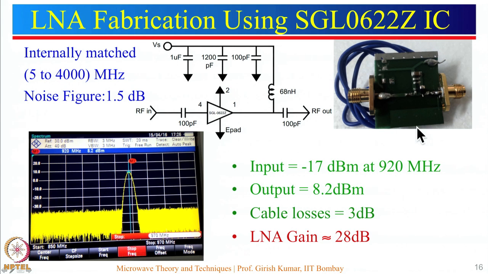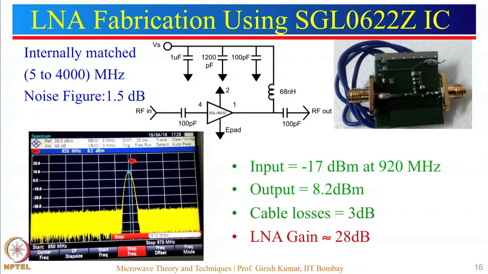So, this is the fabricated PCB based on this particular design. You can get the idea of the size of this particular amplifier just by looking at these 2 connectors. So, typically this dimension is of the order of 1 centimeter. So, you can get an idea that the size of this amplifier is of the order of 1 inch by 1 inch, which is about 25 mm by 25 mm.